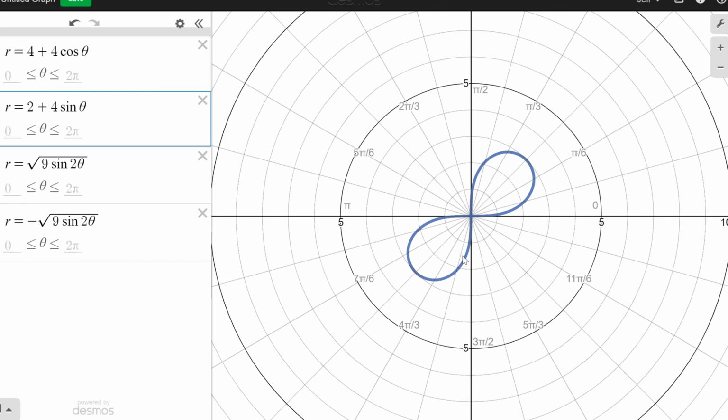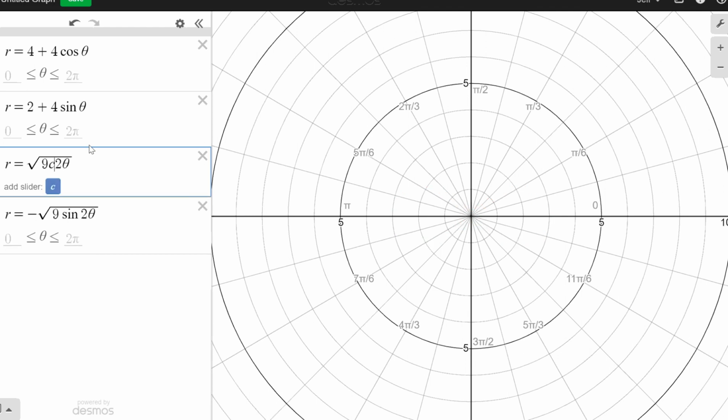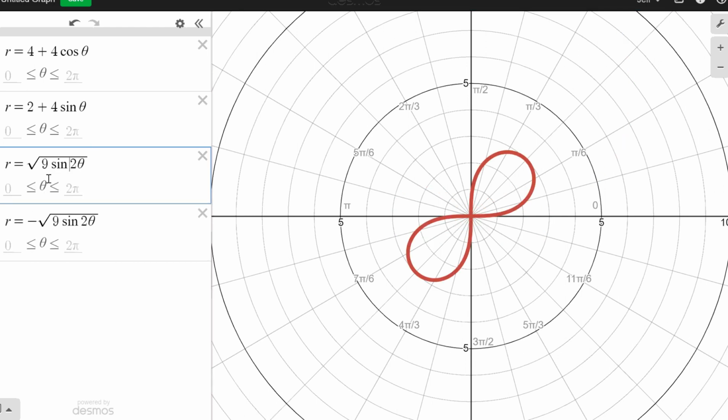And we get this kind of cool looking infinity symbol. If we change this to, I'm going to turn one of them off. If we change this to cosine, then it's right along the x-axis. For sine, it's kind of diagonal. If I change this 9 to a 16, it does that. 16 looks like that. 9 looks like that. So this is really similar to a rose curve that we talked about in the first example. But the difference here is we're doing the square root of both sides. And so we end up with this type of graph.